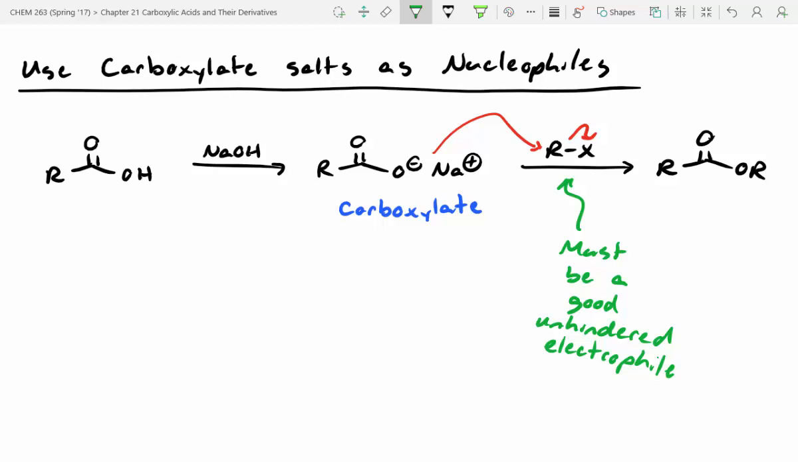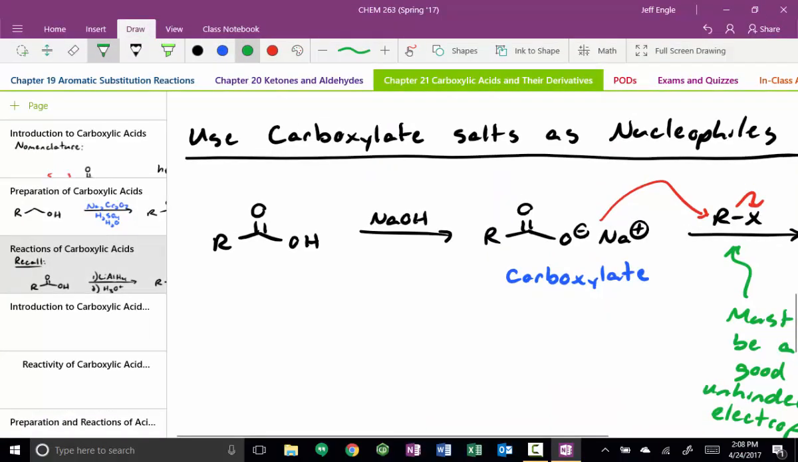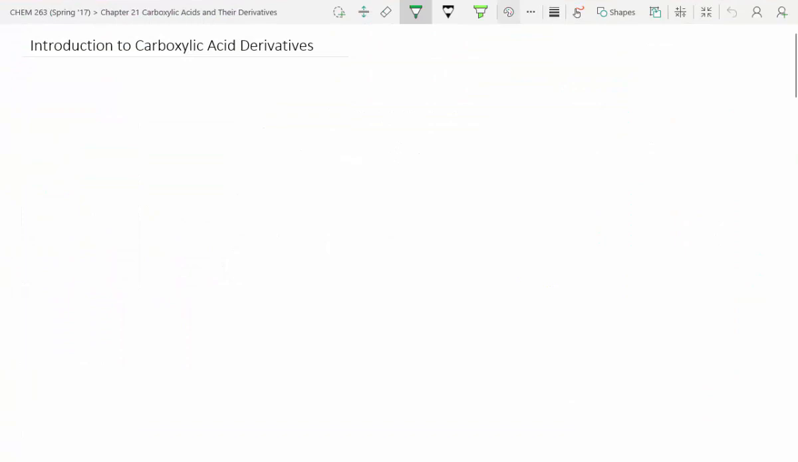So let's review from first term a little bit. All right, so that's kind of the carboxylic acid section in a nutshell. We'll go back and do more reactivity with it. But the rest of the chapter is focused primarily on carboxylic acid derivatives. And I'll show you guys why he lumped this all into one chapter.